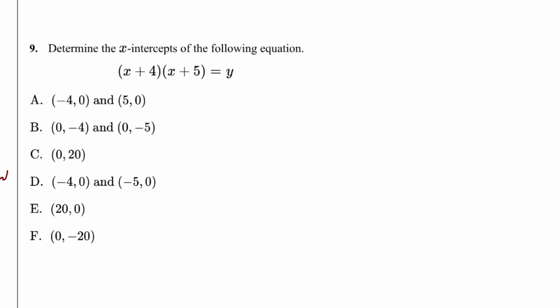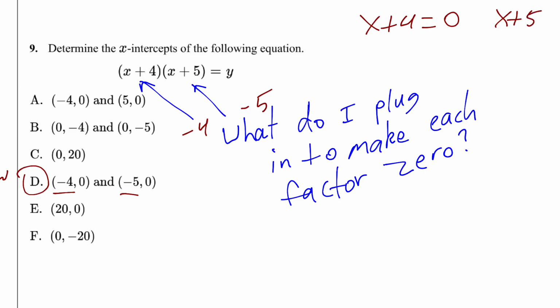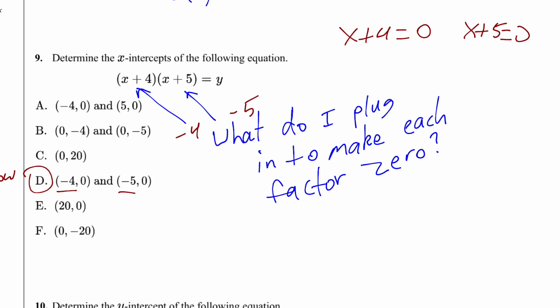To find the x-intercepts, what can I plug in to make this 0? Notice if I plug in a 4, that'll be 4 plus 4, which is 8. That's not what I want. So the answer here is -4 and -5, which matches with these right here, and our answer is D. Another way to solve this would be to set each factor equal to 0 and solve them separately. You would get the same answer, like this.